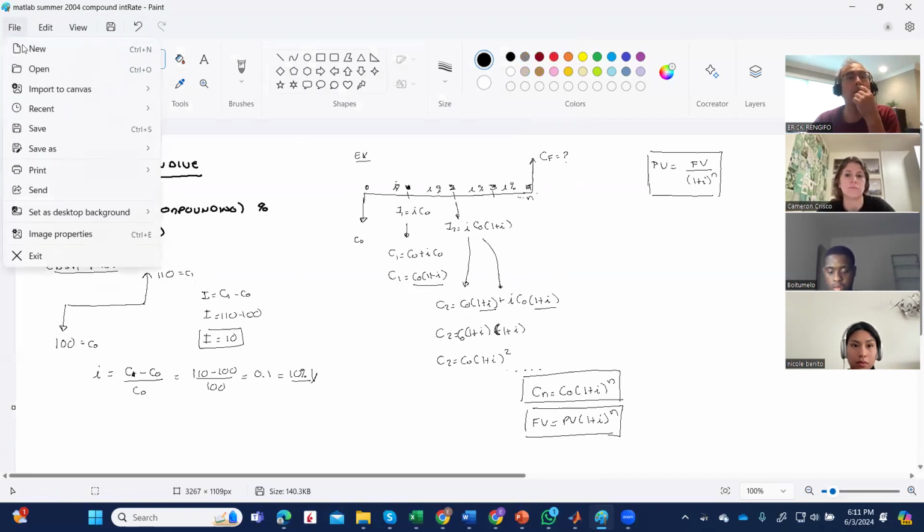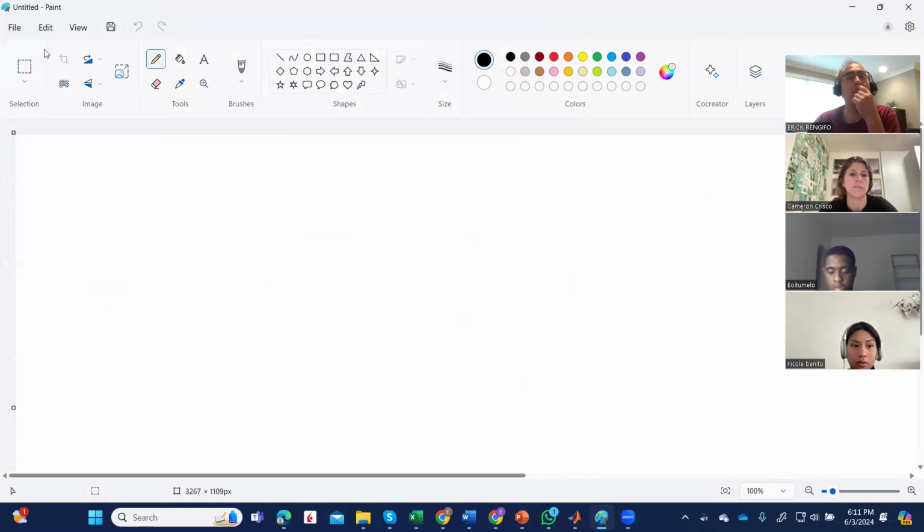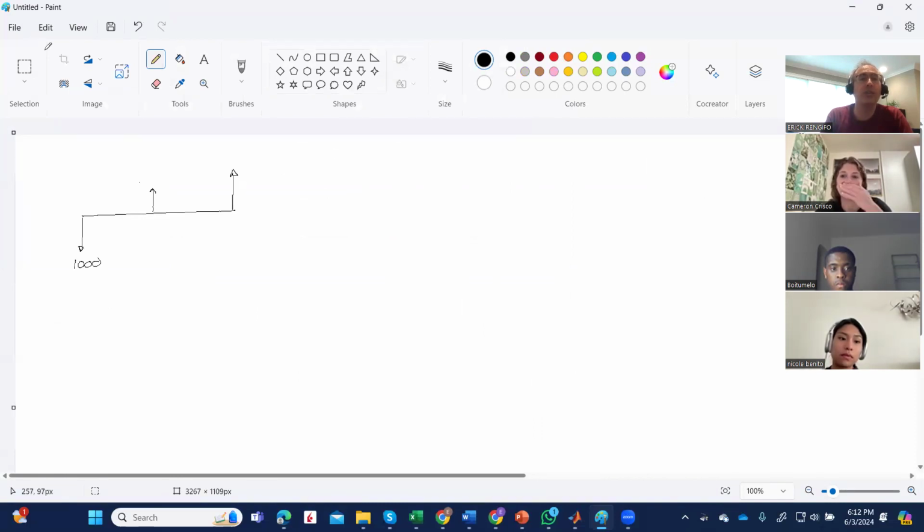Okay, so now let's go and understand what is the net present value. Imagine, guys, that we have the following cash flow. Imagine that you're going to invest $1,000 and that you just have two cash flows. One is going to be 900 and the other one is going to be 1,300, for example.